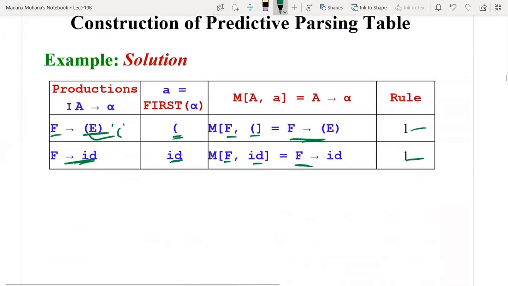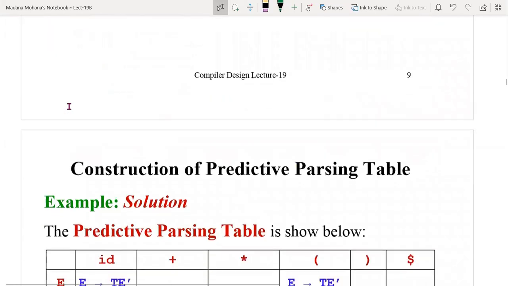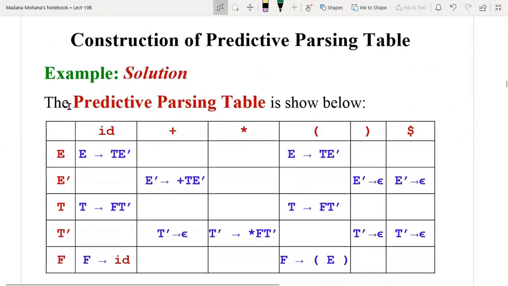Then finally, F on left parenthesis, add F derives E within parentheses. F on ID, you can add the production F derives ID. Now by adding all these entries in the table, you can see the predictive parsing table, the final table.